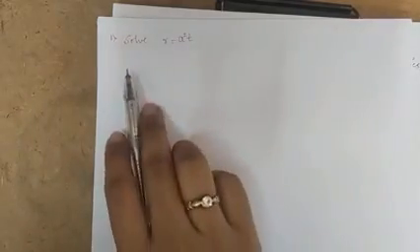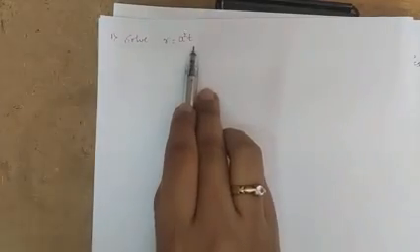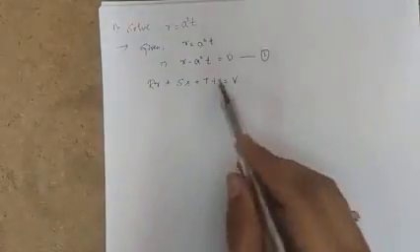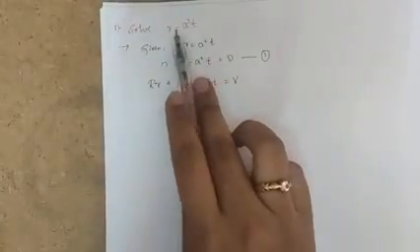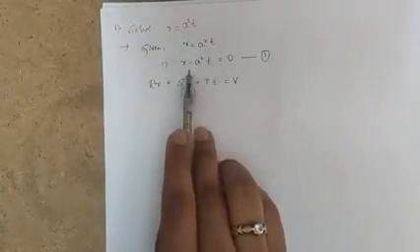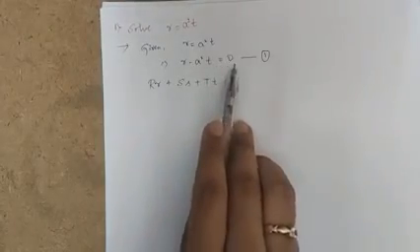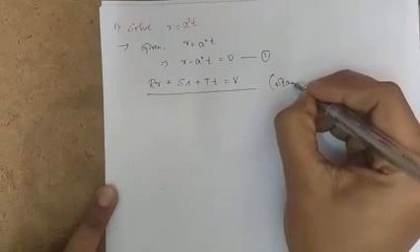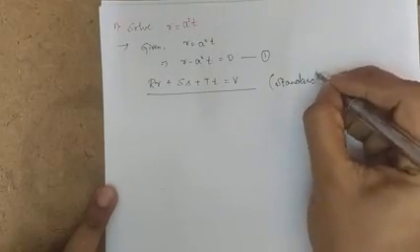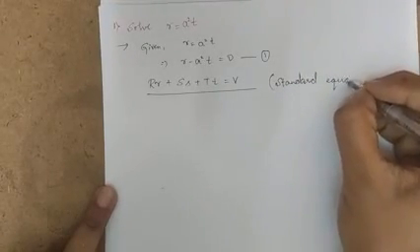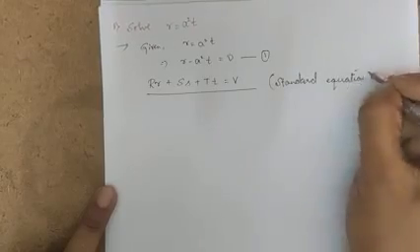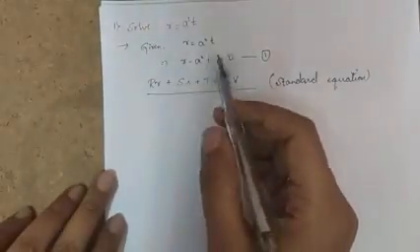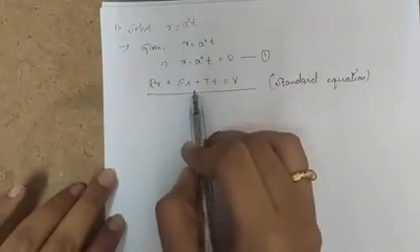This is the first problem: solve r is equal to a square t using Monge's method. I can rewrite this equation, r is equal to a square t, as r minus a square t is equal to 0. This is the standard equation in Monge's method. So let's compare our given equation with the standard equation.